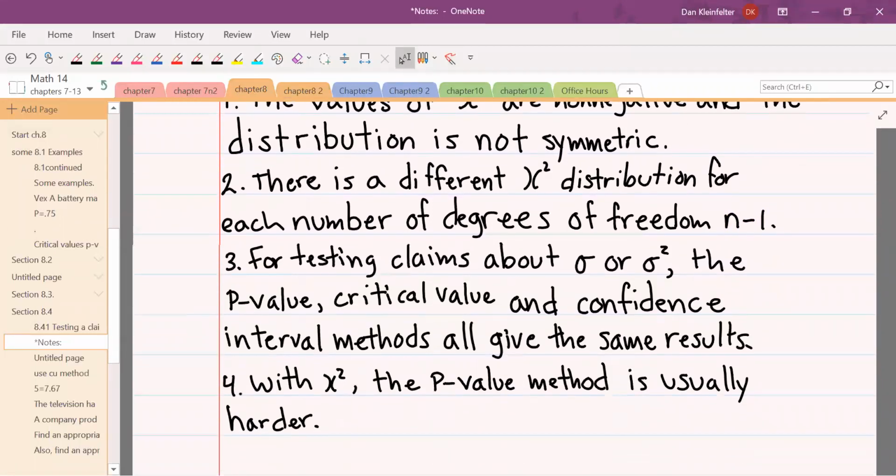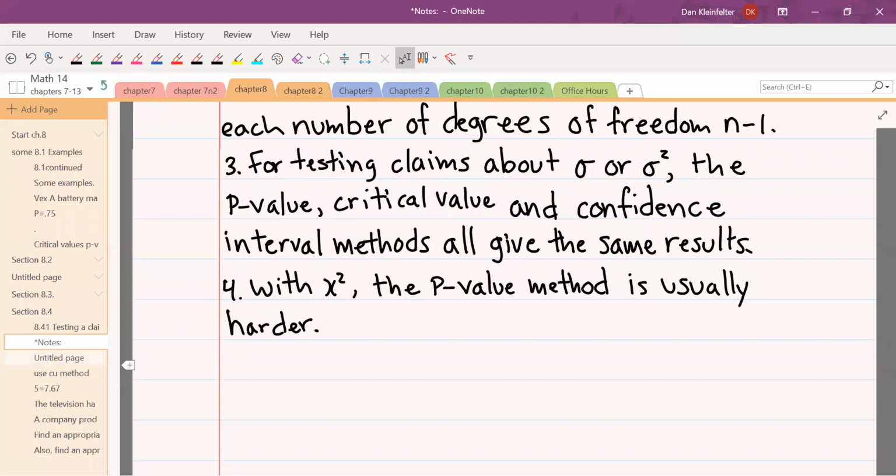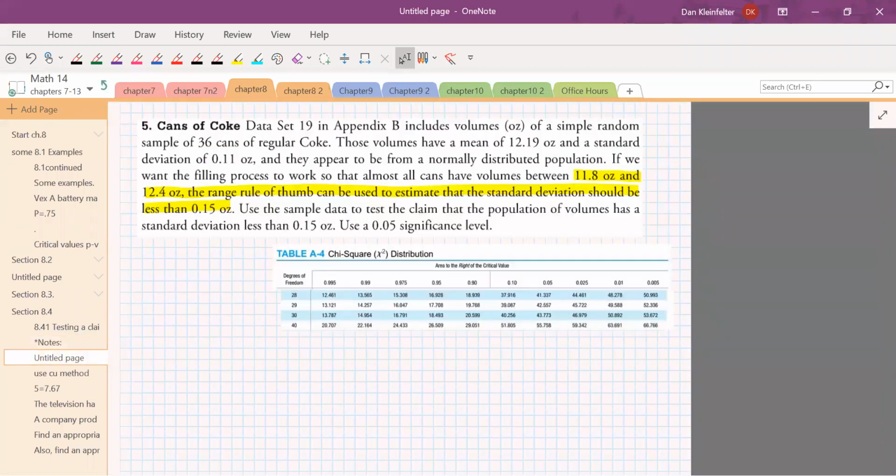Remember that there's a different chi-squared distribution for each number of degrees of freedom, n minus 1. If you're testing claims about sigma or sigma squared, the p-value, critical value, and confidence interval methods all give the same results. With the chi-squared distribution, the p-value method is usually harder if you're going to be doing it on paper. So for this section, if you're doing it on paper, you'll find it easiest if you're using the critical value method. Okay, so let's try one.